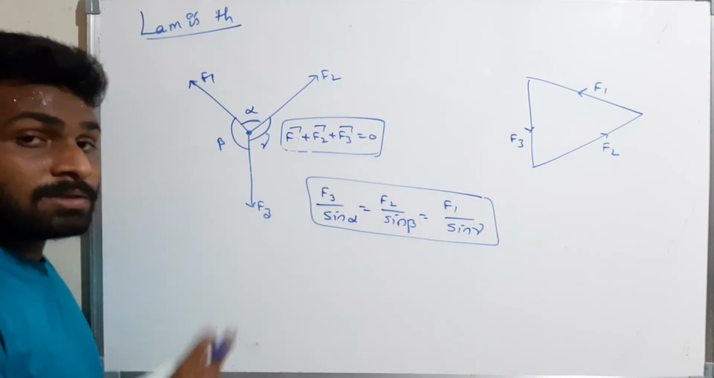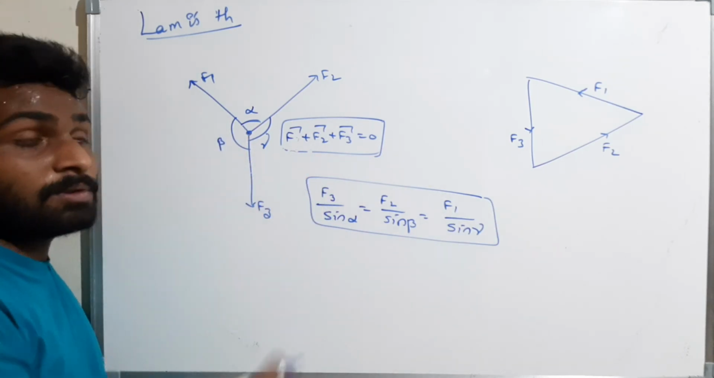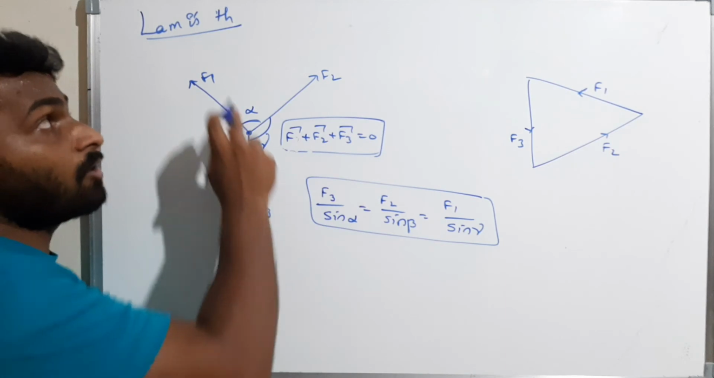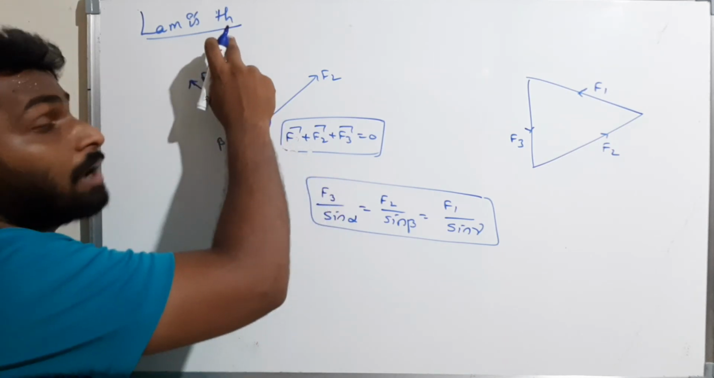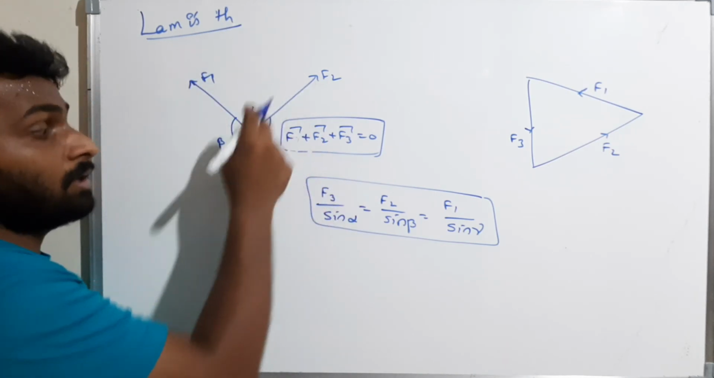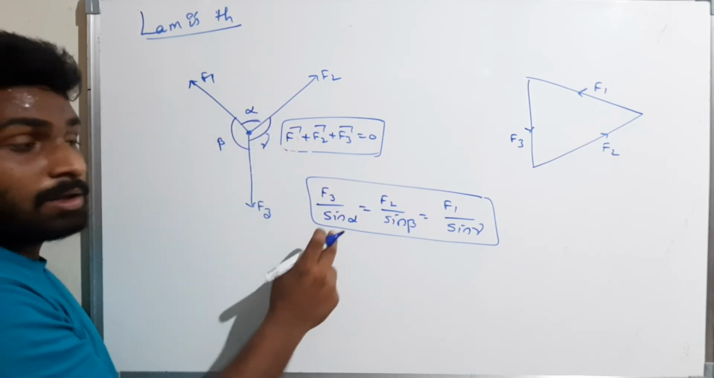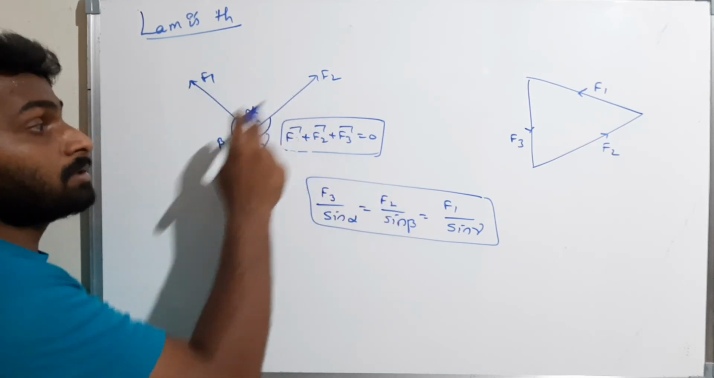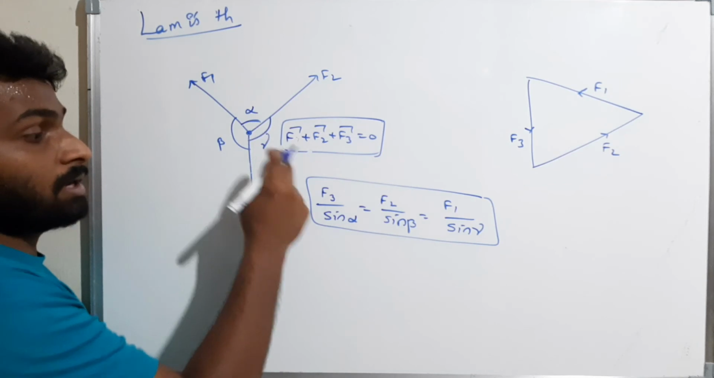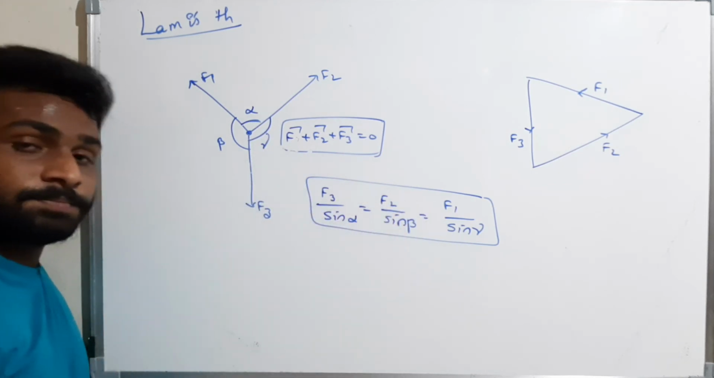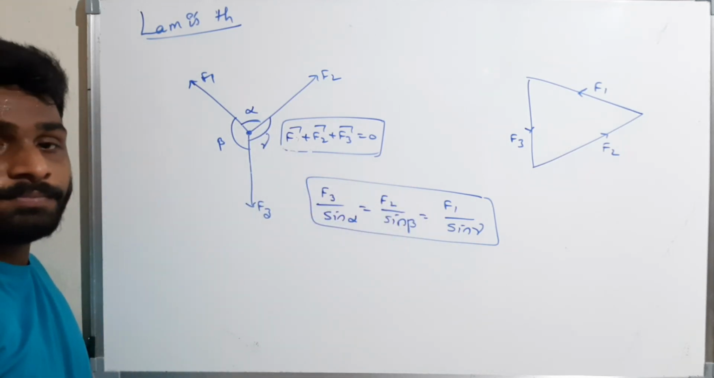If three vectors act on a particle in equilibrium, that means the resultant of the three vectors is 0. Then according to Lami's theorem, F3 by sin alpha, F2 by sin beta, and F1 by sin gamma are all equal. That's all. This is Lami's theorem. I think this is clear.